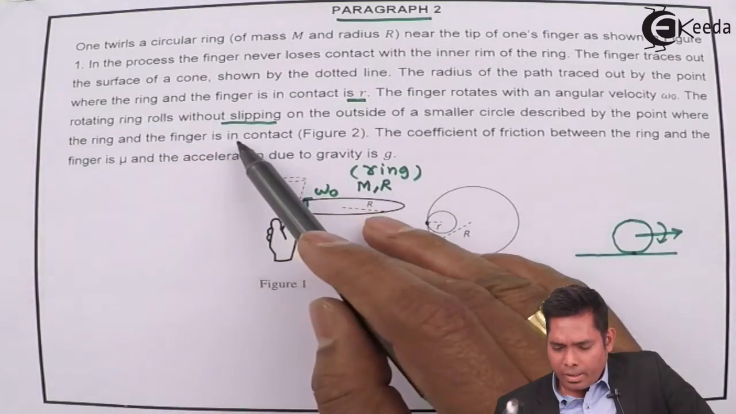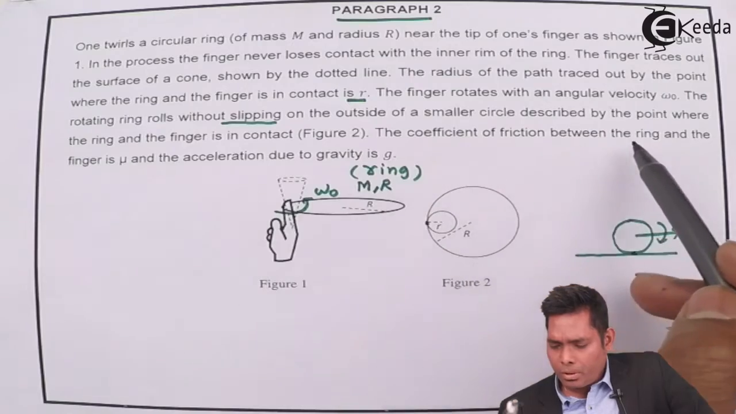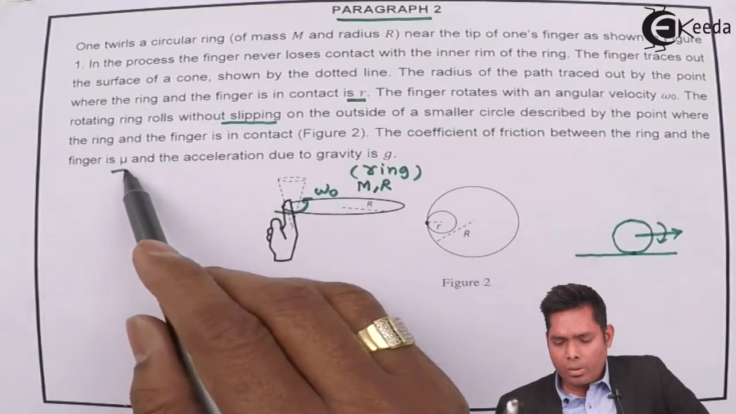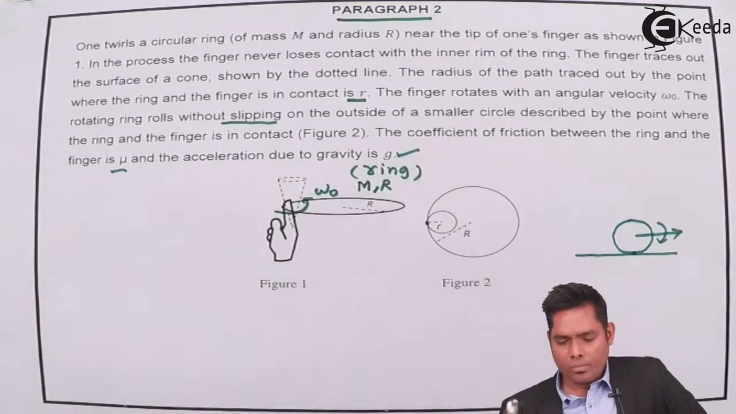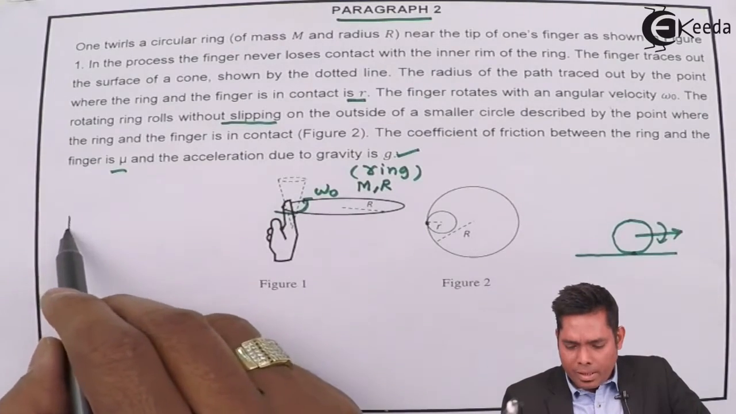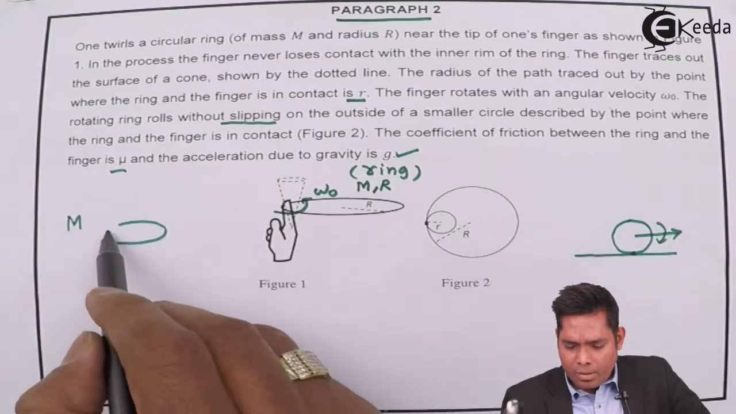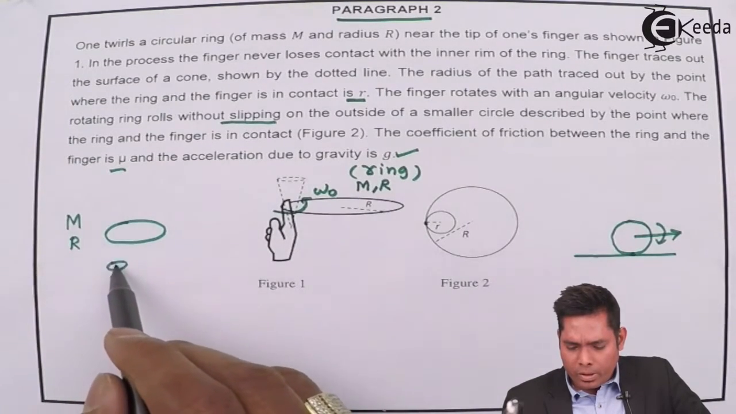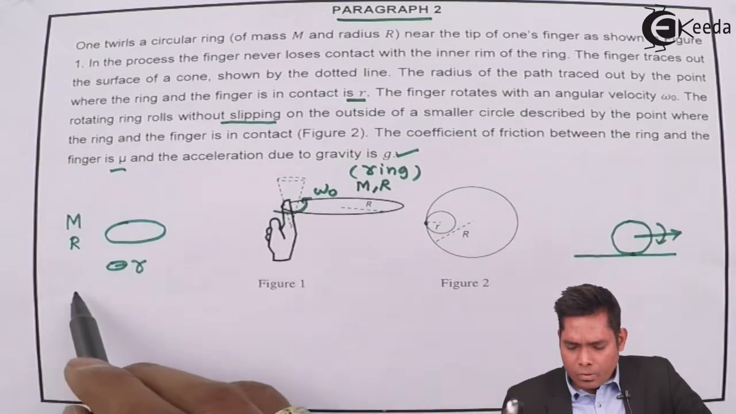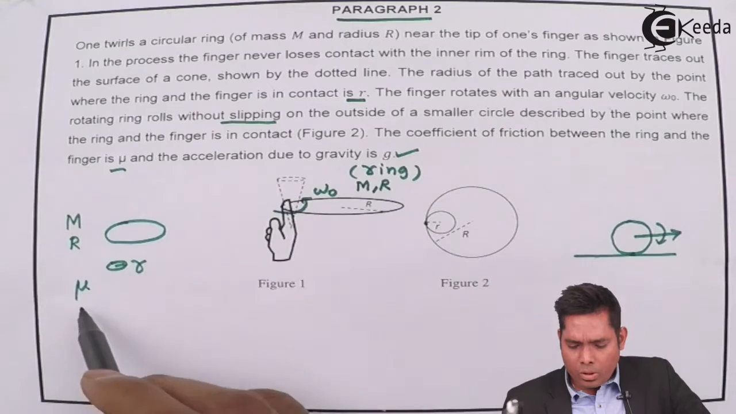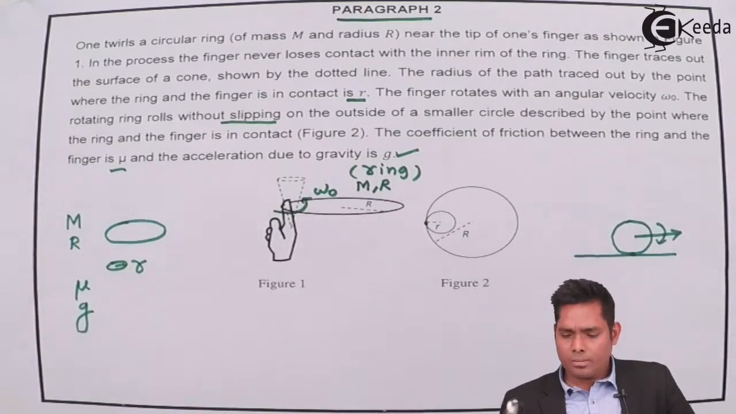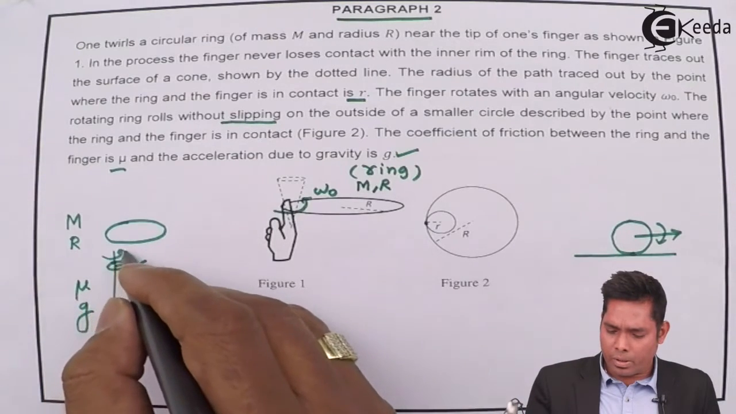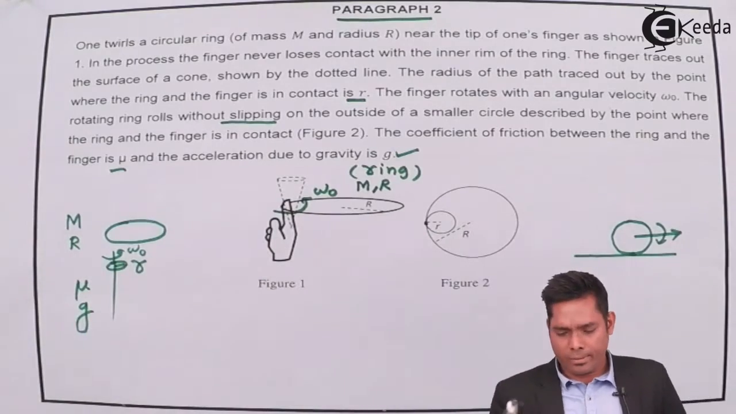Where the ring is in contact with the finger, the coefficient of friction between the ring and the finger is mu, and the acceleration due to gravity is g. So we have mass m and radius R for the ring. For the finger, it is rotating with radius small r. The coefficient of friction is mu. Acceleration due to gravity is small g. These are the specifications, and the finger is rotating with omega naught. These are the things given.